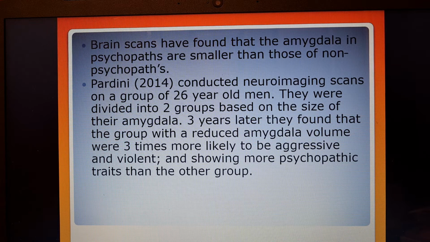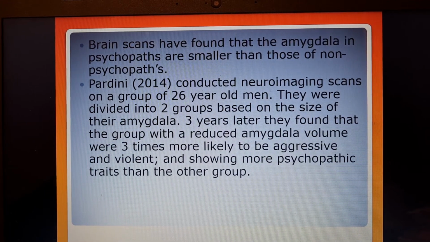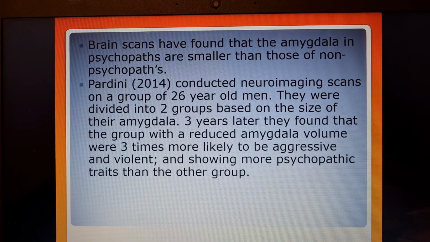A study carried out by Pardini in 2014 conducted neuroimaging scans. So again, brain scans were used on a group of 26-year-old men. They were divided up into two groups based on the size of their amygdala. 3 years later, in a follow-up study, they found that the group which had a reduced amygdala volume were 3 times more likely to be aggressive and violent, showing psychopathic behaviors, than the other group. So that's quite important. Even the size of the amygdala can play a part and could affect criminal behavior as well.